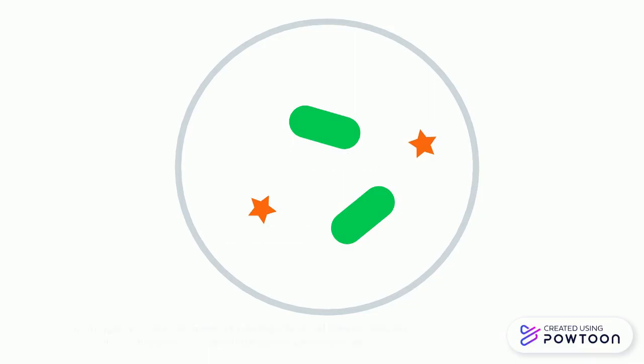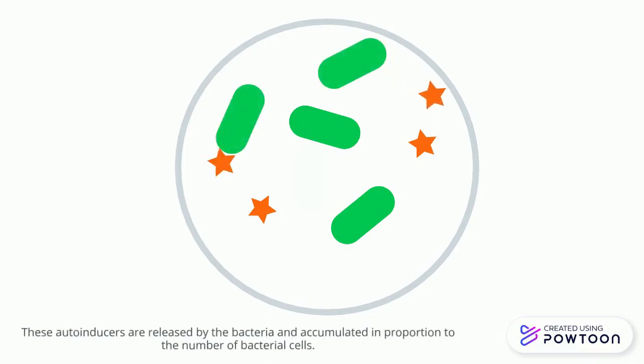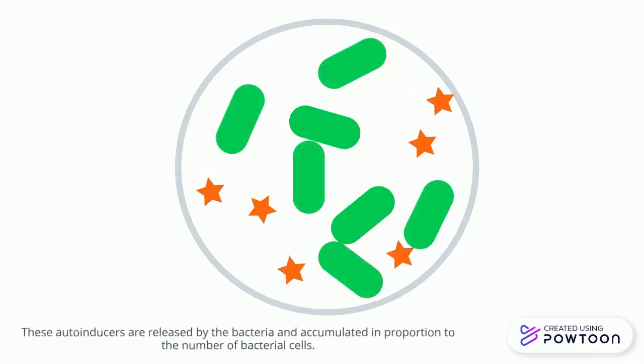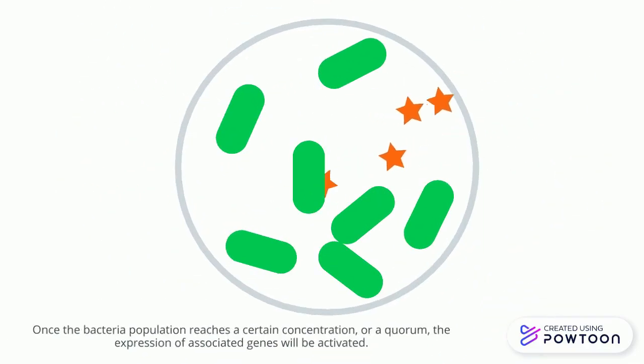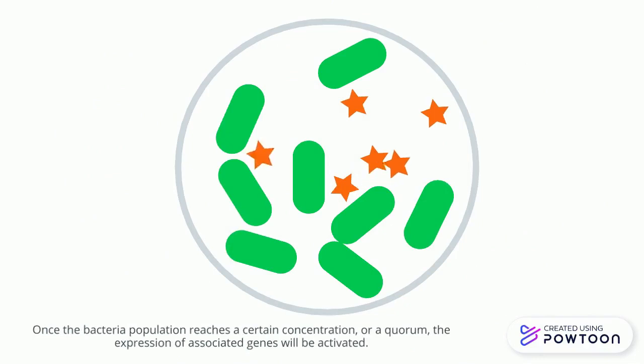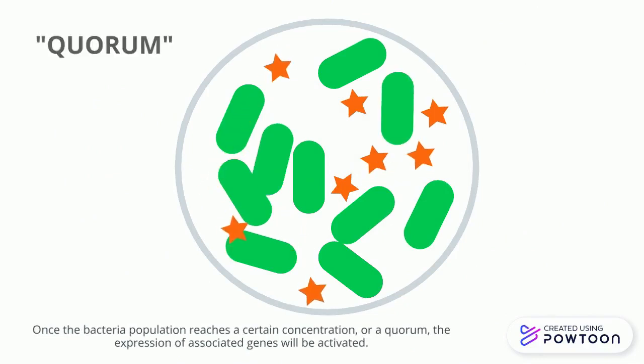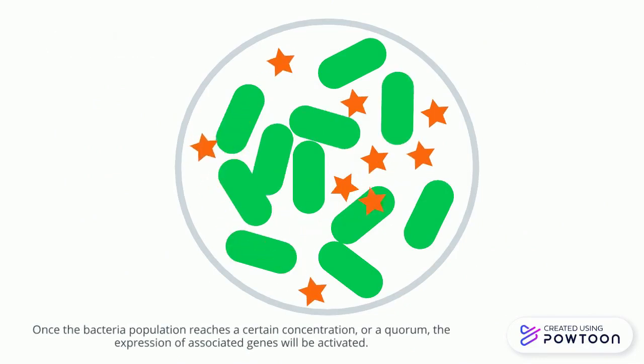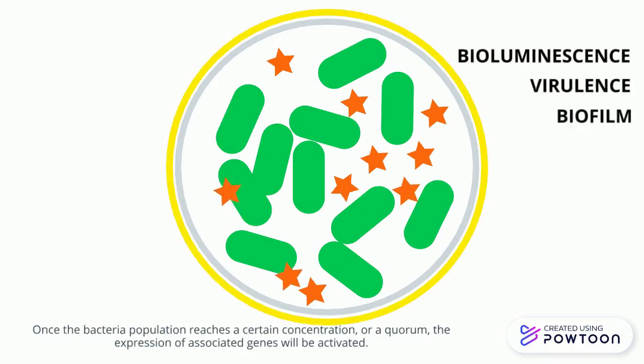These autoinducers are released by the bacteria and accumulate in proportion to the number of bacterial cells. And once the bacteria population reaches a certain concentration, or a quorum, the expression of associated genes will be activated.